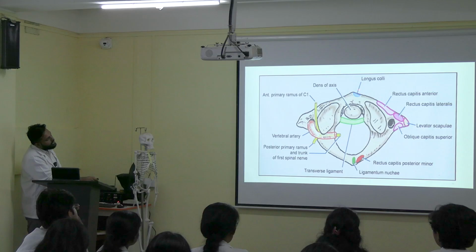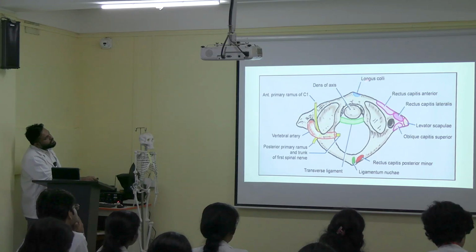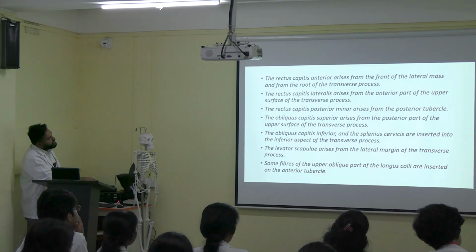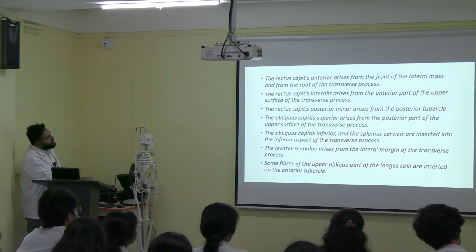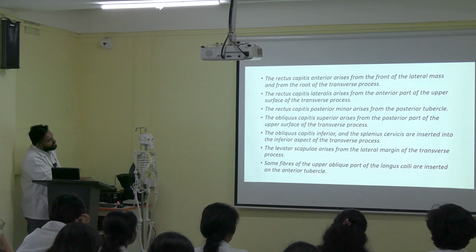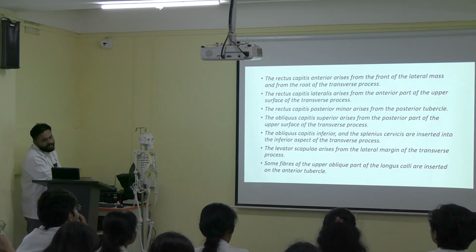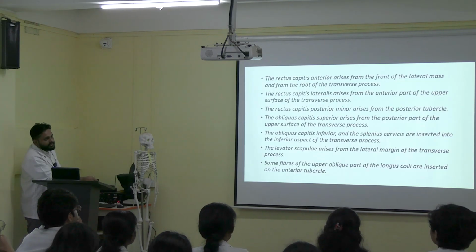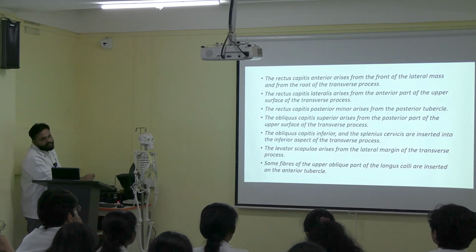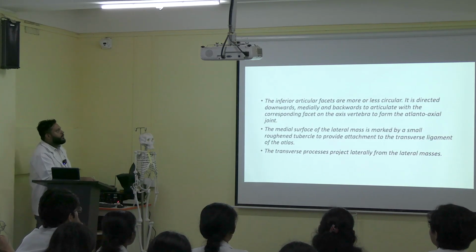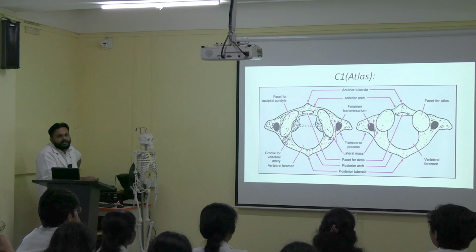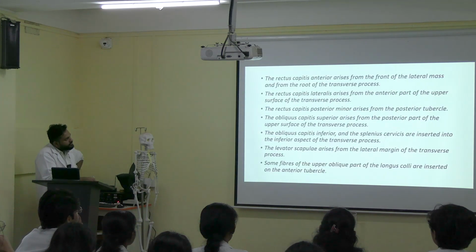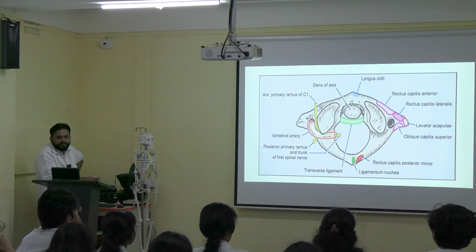And from the anterior tubercle, this is your anterior tubercle, right? Which muscle is present here? Attachment of longus colli. Some fibers of the upper oblique part of the longus colli are inserted on the anterior tubercle. Whatever I have shown you in this picture is exactly what is written here. So in this bone you first have to know this picture and this picture, then everything is done.